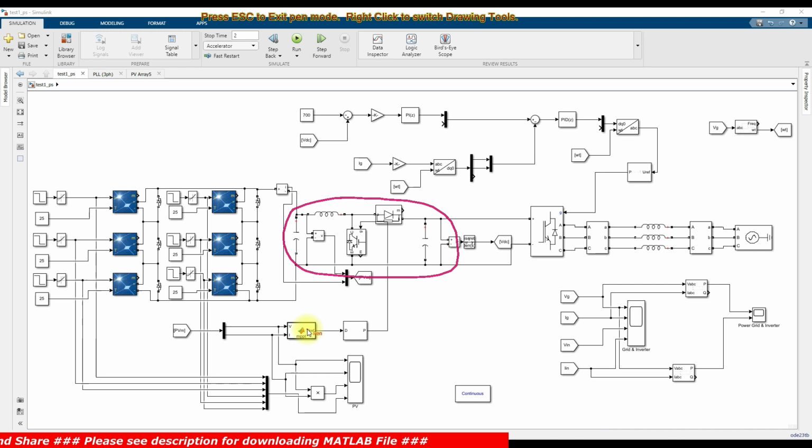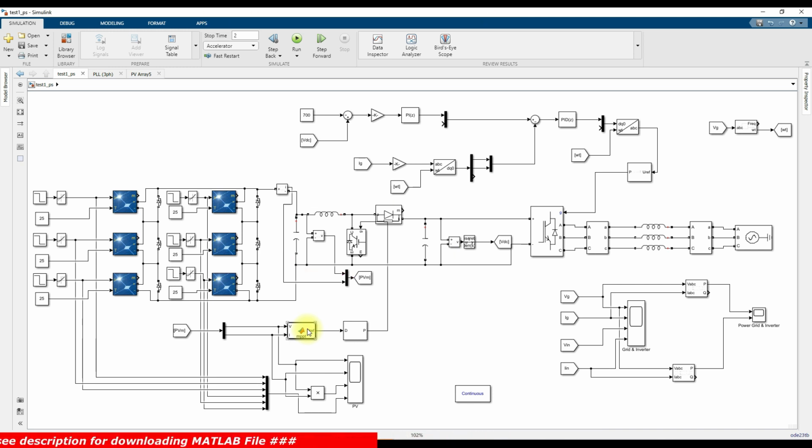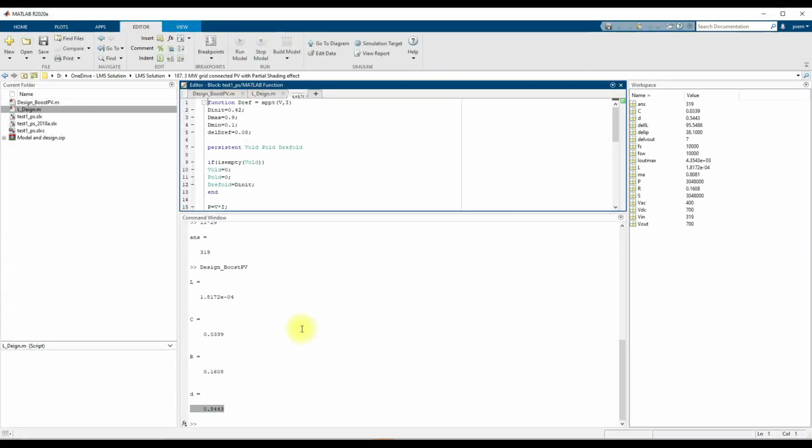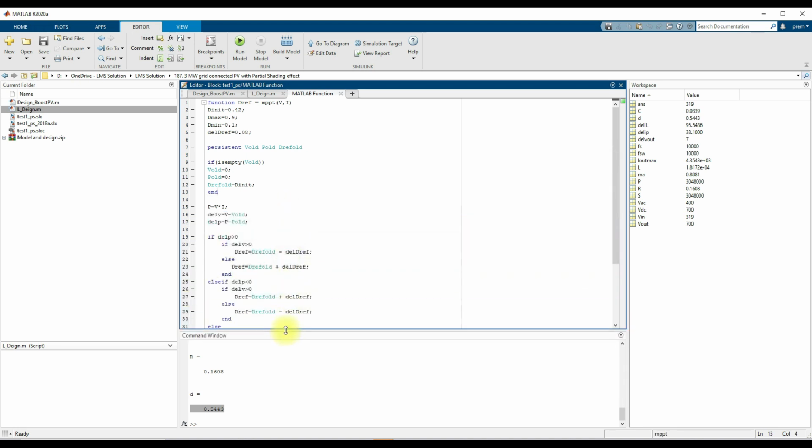So for that we need two inputs: one is PV voltage and the other is current. Here we are measuring the PV voltage, and here we are measuring the PV current. That is going to be processed via the MPPT algorithm. Inside the MPPT algorithm, here we are using the P&O MPPT.